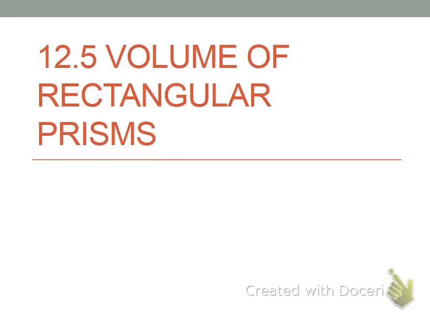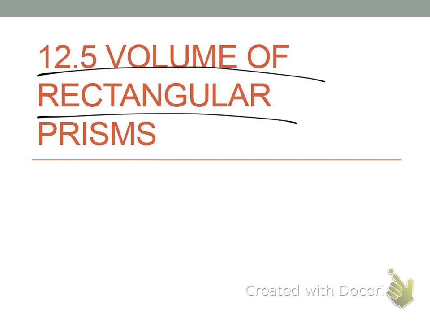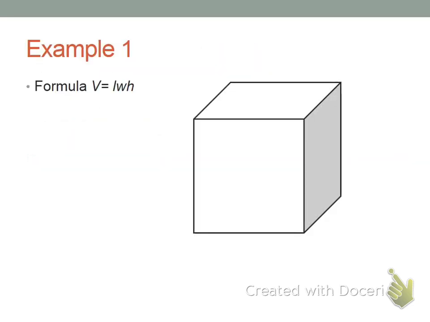Okay, we're in section 12.5, volume of rectangular prisms. There's a formula that you need to know, and our formula is volume equals length times width times height. Guys, length is the distance across the front of the figure. Width is still the distance on the side of the figure, and height is the actual height of the figure. All right, so length, width, and height.